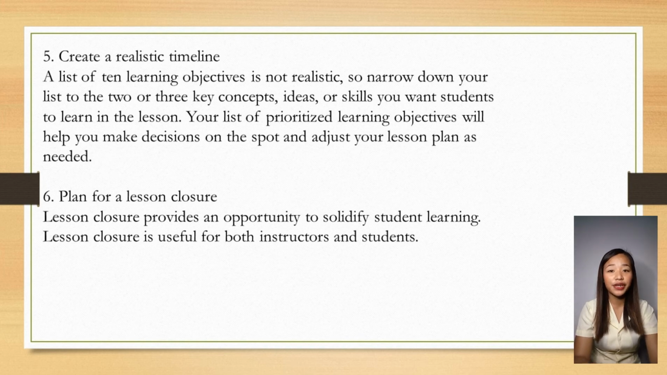A list of 10 learning objectives is not realistic. So, narrow down your list to the 2 or 3 key concepts, ideas, or skills you want students to learn in the lesson. Your list of prioritized learning objectives will help you make decisions on the spot and adjust your lesson plan as needed. Number 6, plan for a lesson closure. Lesson closure provides an opportunity to solidify student learning. Lesson closure is useful for both instructors and students.